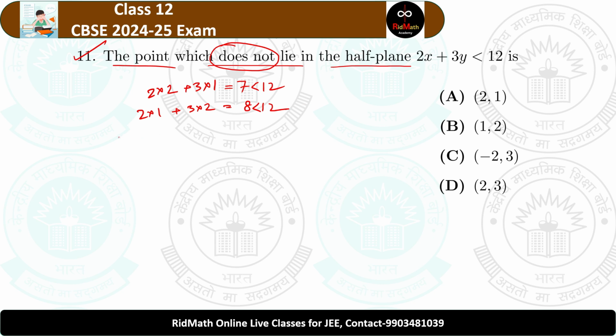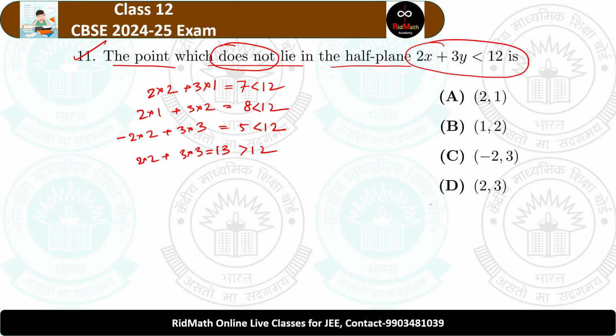So this is minus 2 into 2 plus 3 into 3. So this is minus 4 and plus 9. This is equal to 5, which is less than 12. Now this is 2 comma 3. This is 2 into 2 plus 3 into 3. This is 13, which is greater than 12. So this point does not lie in the half plane, this less than 12, because this is 13, which is greater than 12. So D option is correct. This point does not lie in the half plane.